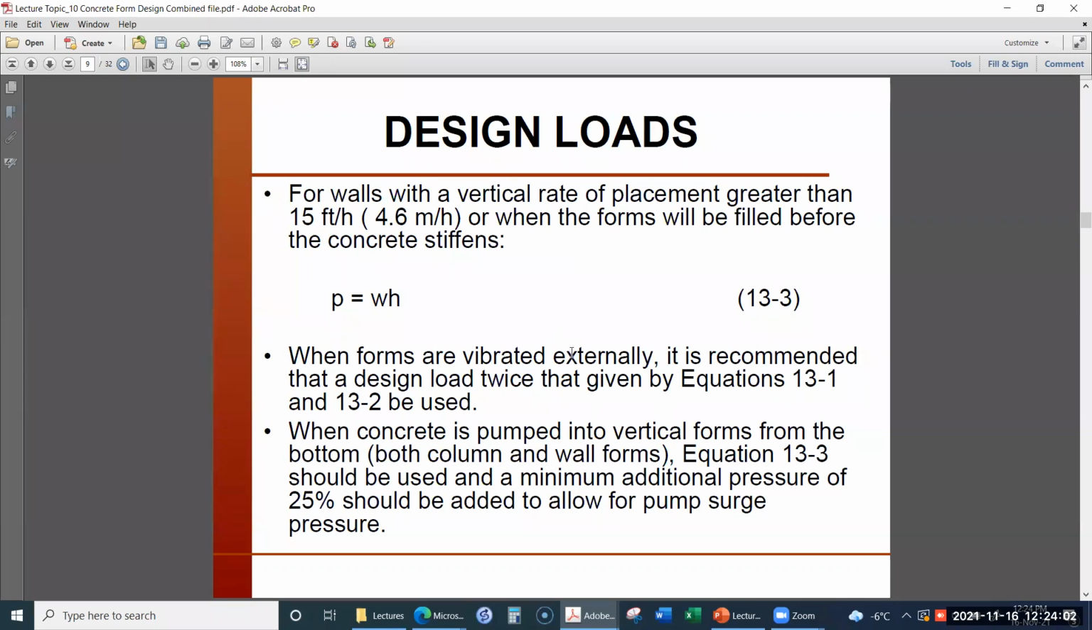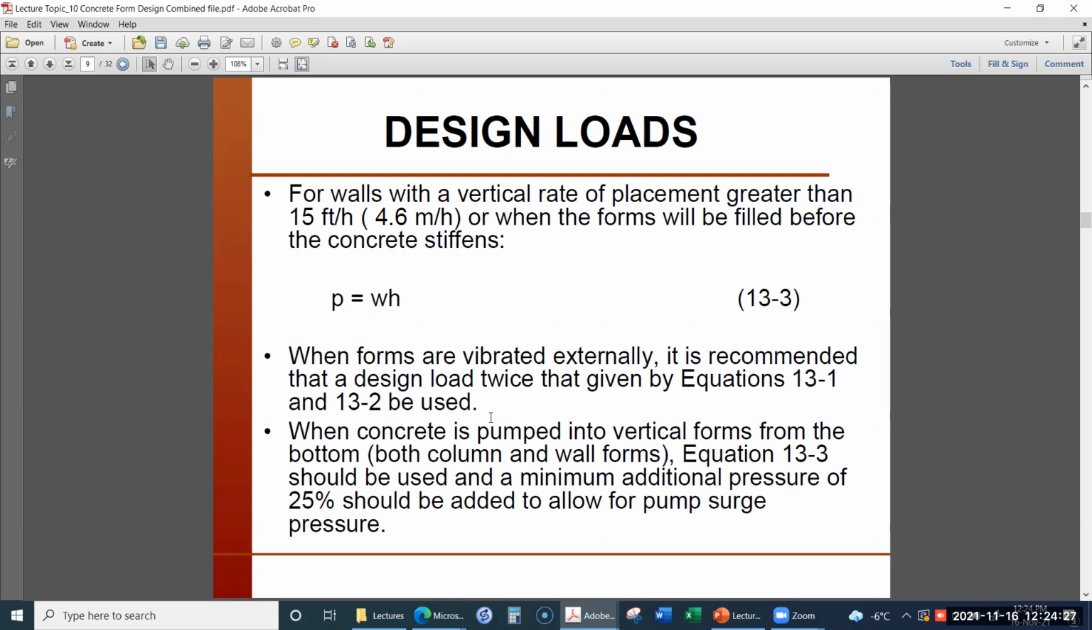So when the formwork is externally vibrated, then the pressure exerted on the formwork will be much higher. In those situations, it is recommended that whatever value is calculated from the previous equations, that value is doubled compared with equations 13.1 and 13.2.